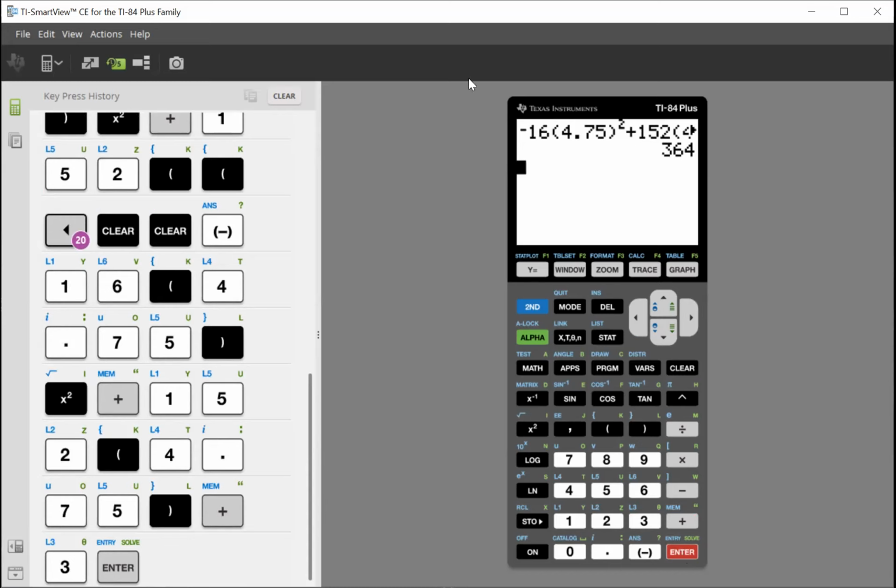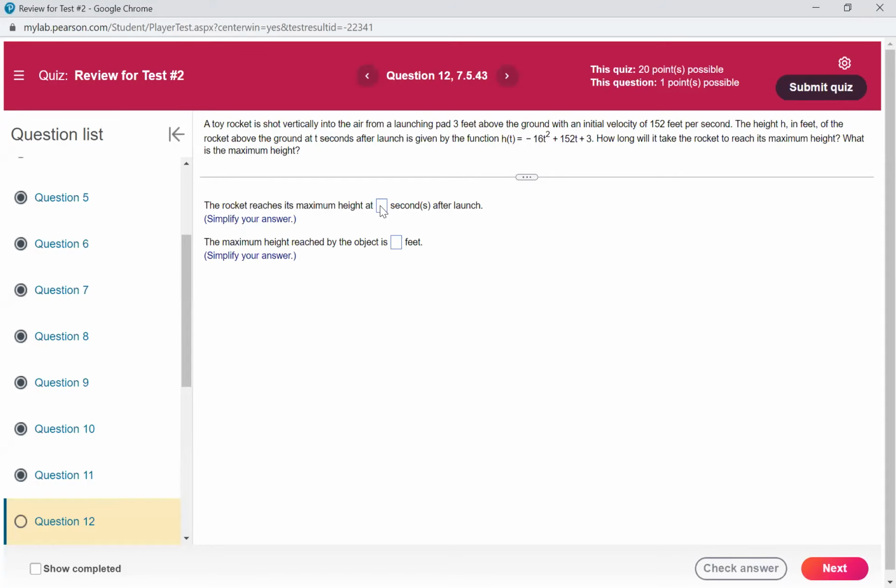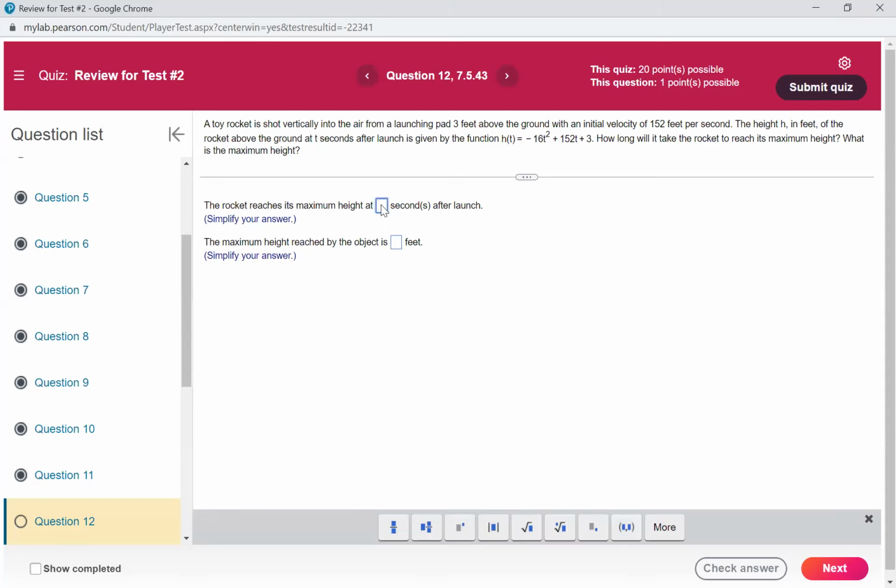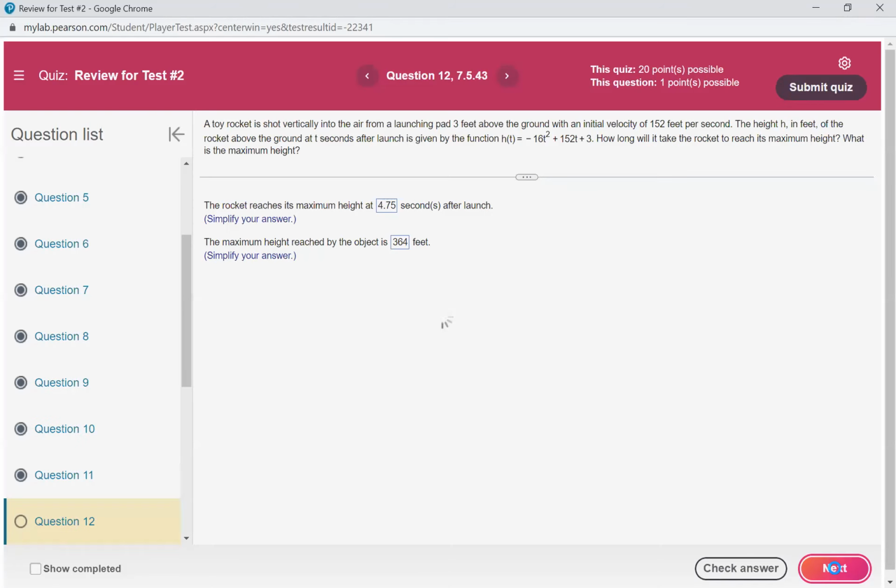All right, so all you got to do now, just go to your math lab and put in them 2 values. So we said it reached maximum height at 4.75. And then they already got the seconds there. And then the maximum height was, oh, what do we get? 364 feet. Okay, so just plug them in and then you're going to the next.